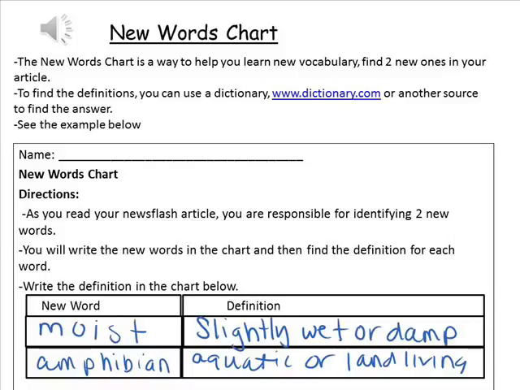Here is your new words chart. Your new words chart is a way to help you learn new vocabulary that you are reading in your newsflash article. It's really important that you make sure that you look up those words so that you have a better understanding of what you're reading about.